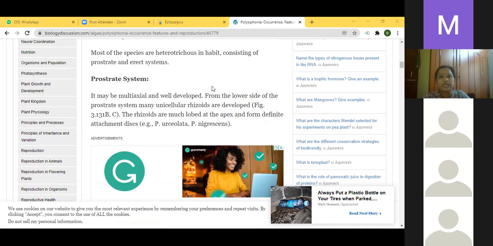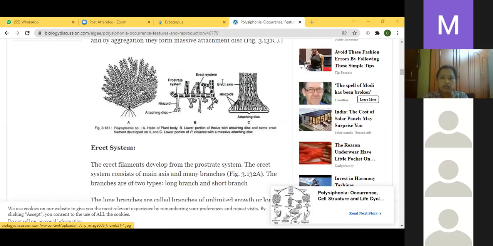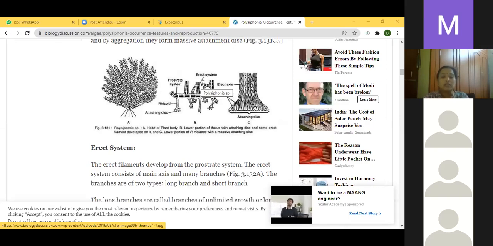This one is the prostrate system. The second system is called erect. This one, you can observe where my arrow mark is. This is called the erect system. What is the erect? The erect filament developed from the prostrate system. We can observe in the picture, see rhizoid in the attaching disc. This is the erect system. This is the prostrate system rhizoids.